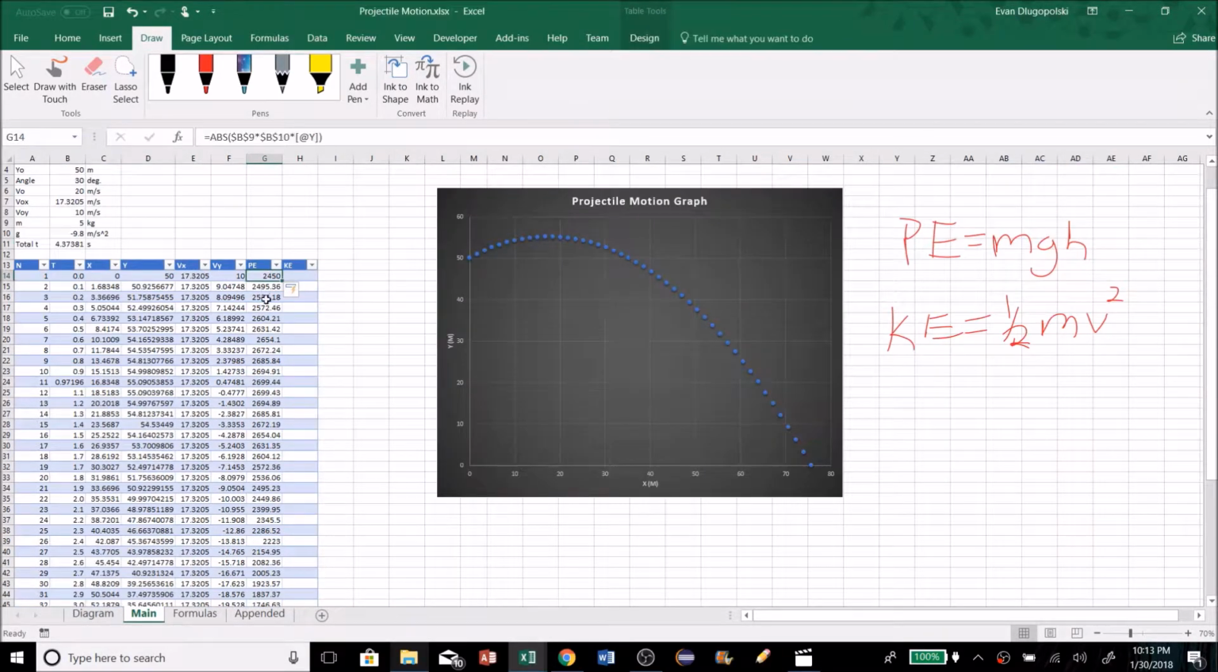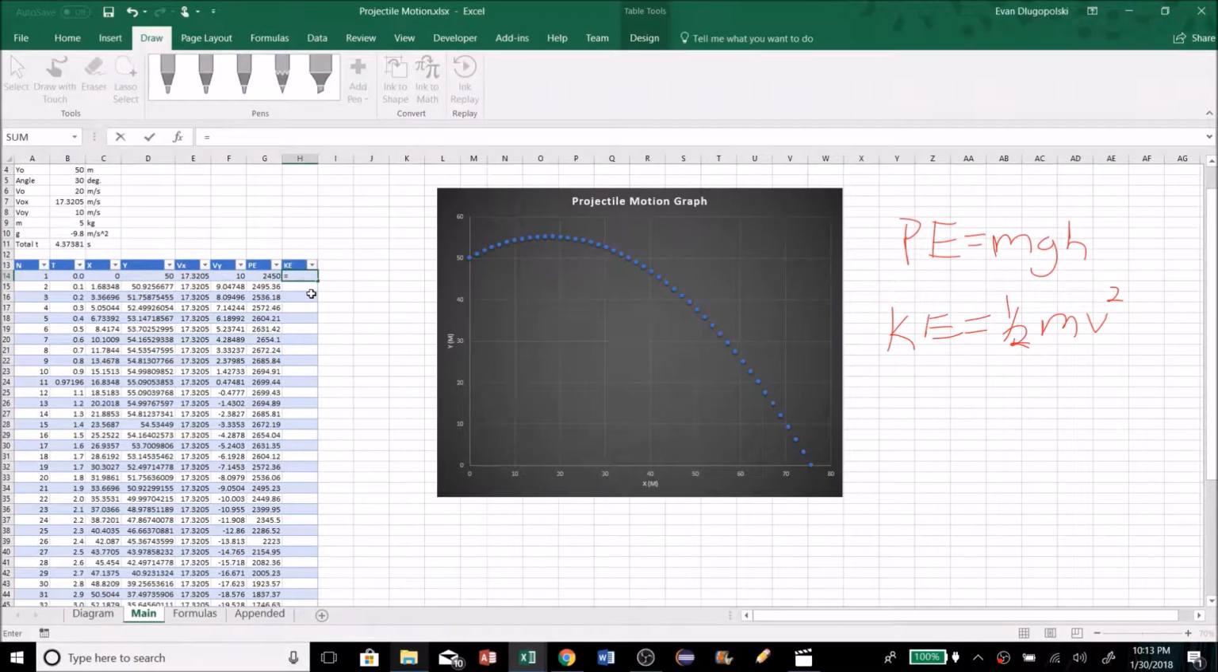So we can already see that our potential energy starts at this number, 2,450 joules, and then it slowly increases as the height of the ball increases, and then it starts to come back down as the ball comes back down. And the interesting thing is that the kinetic energy will actually do the exact opposite.